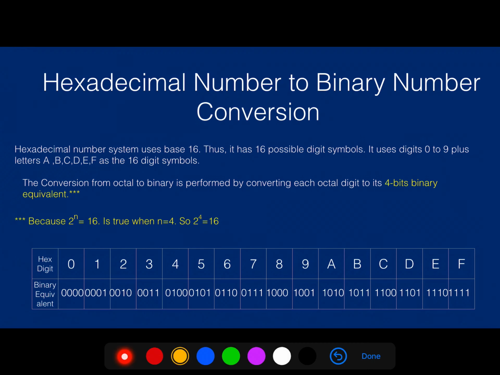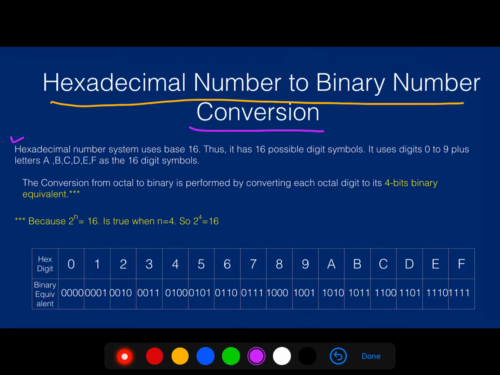Now coming to the next, that is hexadecimal to binary, again on similar lines to what we have already done for the octal number. Now we are coming to hexadecimal. For hexadecimal to binary, as you know, the hexadecimal number system uses base 16 and has 16 possible digits, that is 0 to 9 and A to F. Now we are well aware of this.